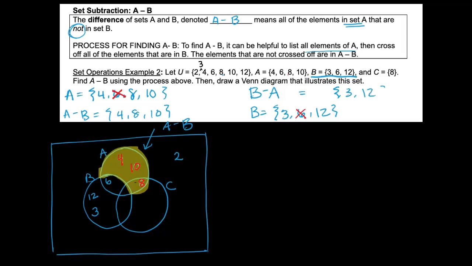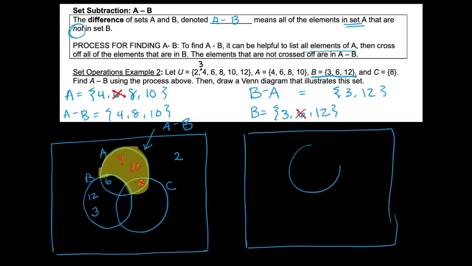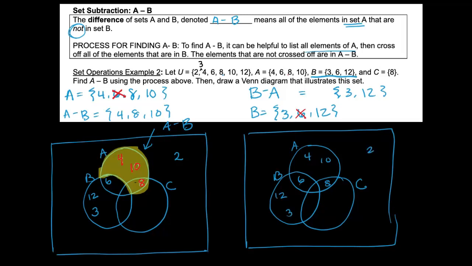In terms of the picture, this time I can make my Venn diagram a little quicker. I'll just copy what I have on the left here, but I won't copy the shaded part. So I'm just going to write 4, 10, 8, 6, 12, 3, and then we have 2 on the outside. When I want to shade B minus A, I'm going to focus on the circle B, but I'm going to leave out any parts that overlap with A. So I'm just going to shade all of this right here. And you can see that that includes the numbers 12 and 3, which were in my set answer here.